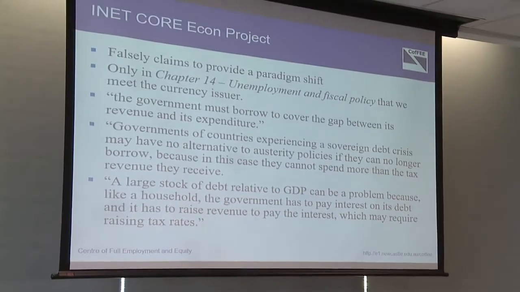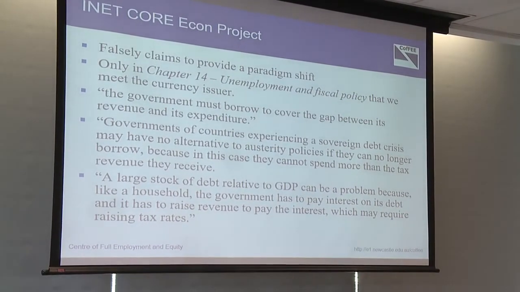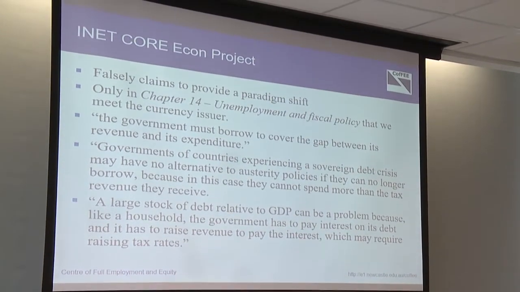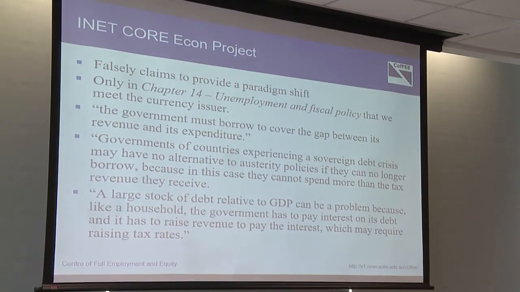The authors went out and did focus groups, and students told them they wanted to learn about this and that, and it's all the sort of stuff that you'd think. And, well, it takes till chapter 14, by the way, for the government to enter the picture. Whereas in our textbook, the government enters the picture in chapter 1. And then when you finally get to meet the currency issuer in this radical new progressive book that's redefining the undergraduate curriculum, you get: the government must borrow to cover the gap between its revenue and expenditure, without a qualifier saying that this is according to current voluntary institutional structures set up by the political process.